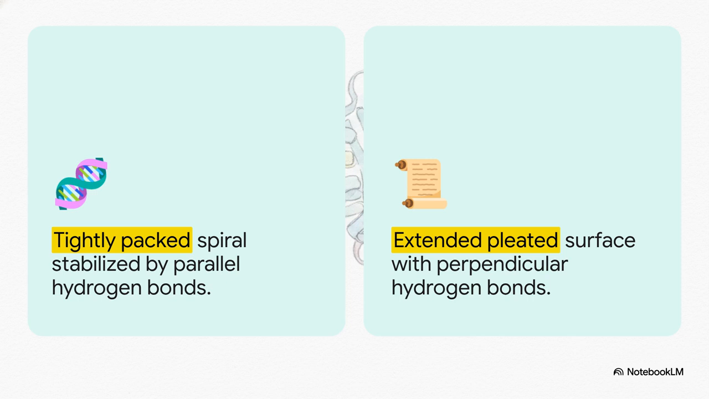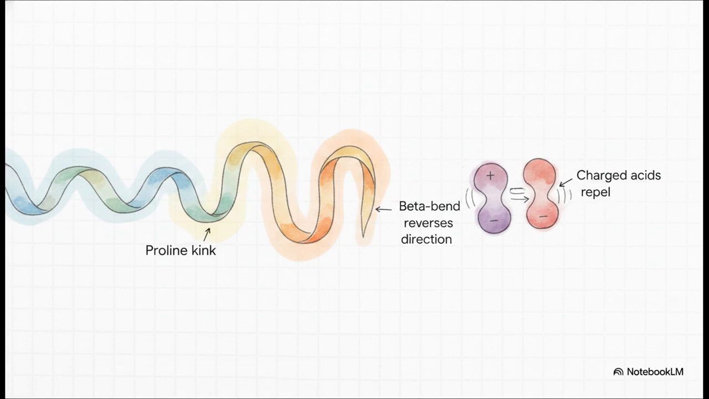Now contrast that with the beta sheet. Unlike that tight helix, these are composed of segments of polypeptide chains that are almost fully extended, creating this broad, pleated surface. Here, the hydrogen bonds run perpendicular to the polypeptide backbone. So we've got two totally different ways to frame the interior of a protein, both utilizing hydrogen bonding to maximum effect. But of course, you can't just build in a straight line forever. You need corners, you need adjustments.